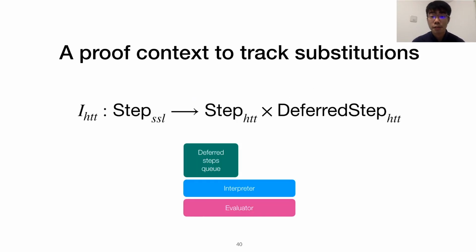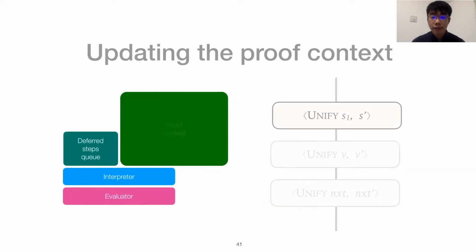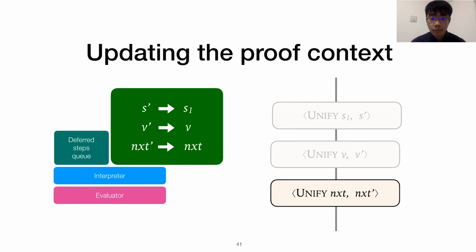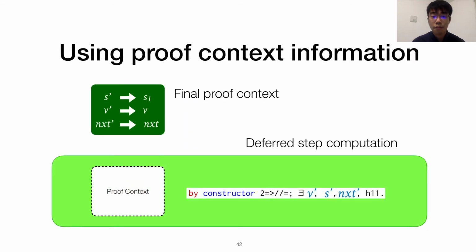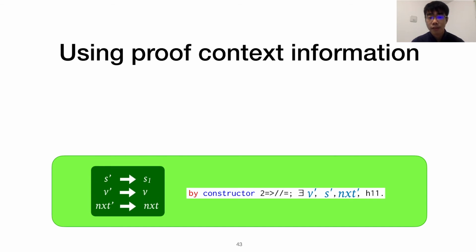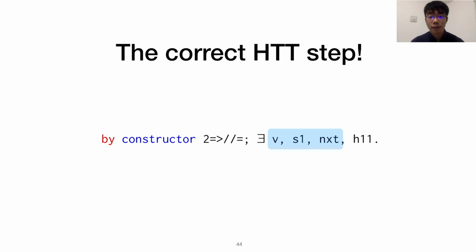To keep track of these substitutions, we introduce an accumulator-style proof context, which each invocation of the interpreter can update. For our example, let's add the first substitution to the proof context at the unify rule and do the same for the other two. Now, the enqueued computation can access this substitution knowledge at the end of the proof if we parameterize it with a proof context argument and invoke it with the final proof context. This way, the emitted step will have the correctly substituted existential variable names.